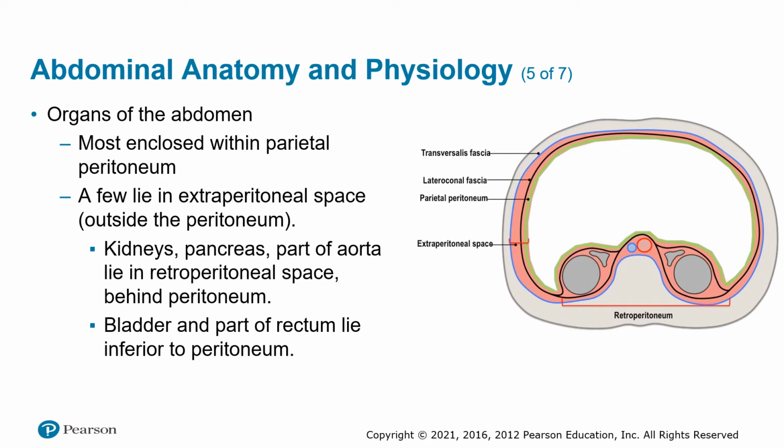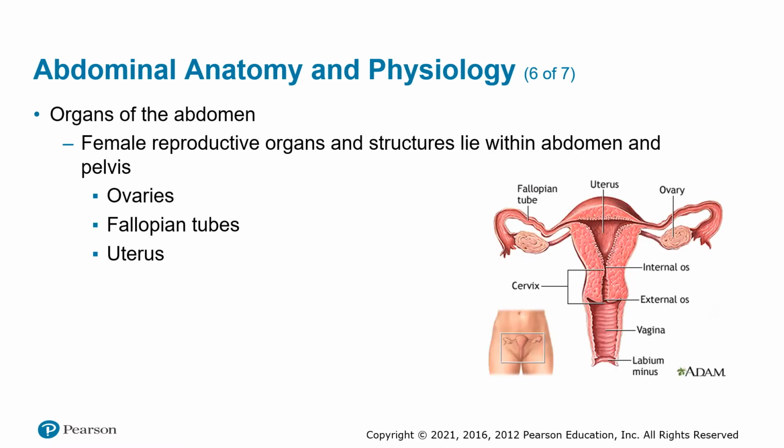So most organs are enclosed within the parietal peritoneum. There are a few extraperitoneal space organs, such as the kidneys, the pancreas, part of the aorta, and those lie in the retroperitoneal space, which is behind the peritoneum. And then the bladder and front part of the rectum lie inferior to the peritoneum. In females, we have reproductive organs that lie in the abdomen and the pelvis, such as the ovaries, the fallopian tubes, and the uterus.